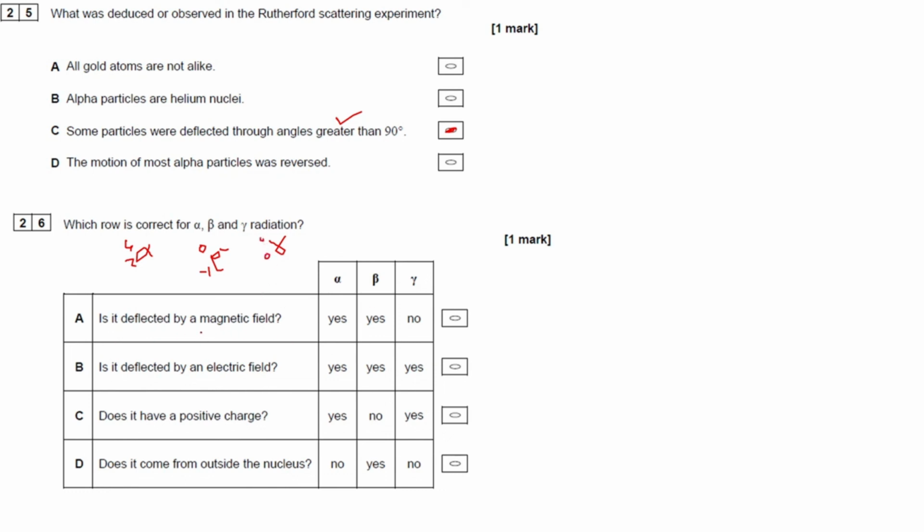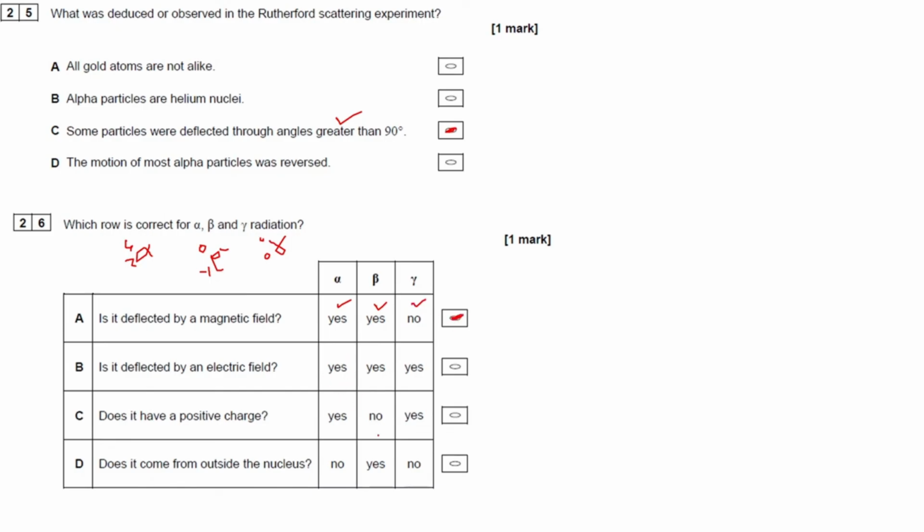So looking at these options, what we remember from magnetic fields is that magnetic fields do affect moving charges, because moving charges have a magnetic field of their own, so therefore they'll be affected by a magnetic field. So yes, an alpha particle is affected by a magnetic field, a beta particle as well, they're both charged, and gamma is not affected by a magnetic field. So it looks like row A is the actual correct row.